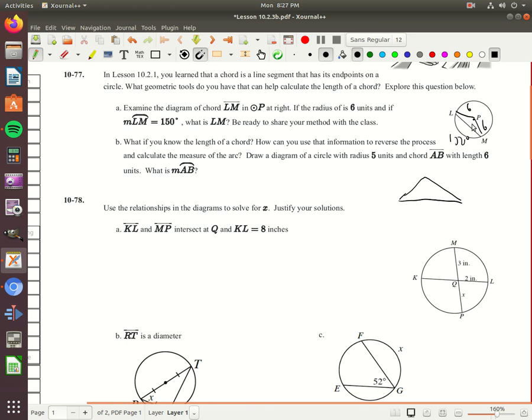So if I just take this triangle out of it, it looks something like this. Well, it wants to know what is LM? Well, LM is this whole thing right here, but what I'm going to do is cut this in half and use some trig. So I know that this is 75 degrees. I want to know what this distance is. So opposite over hypotenuse, so the sine of 75 degrees is going to be equal to x over 6.